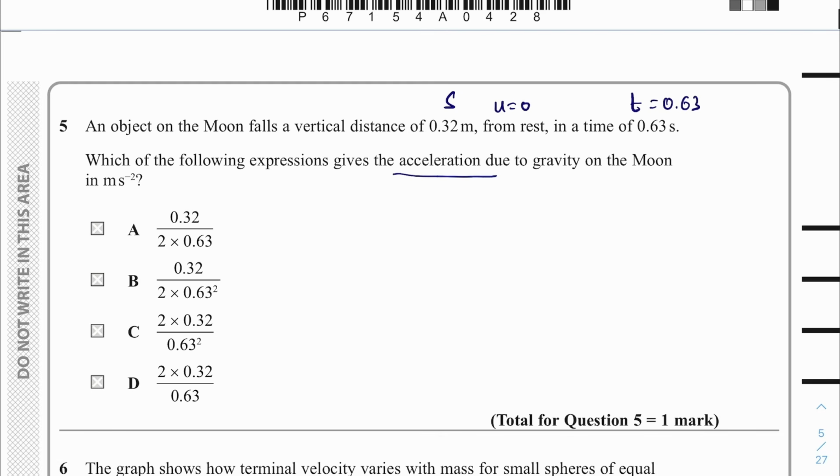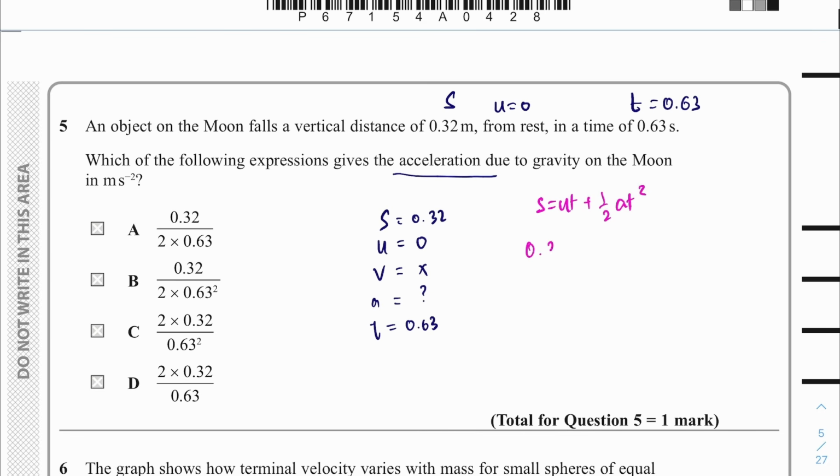So what do we have available in our question? Let's write it down. SUVAT. S is 0.32, u is 0, v we don't know, a we're trying to find out, and t we know is 0.63. So the only equation that we can use is s equals ut plus half at squared.